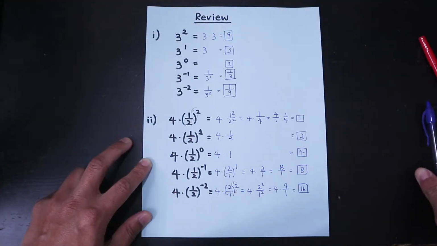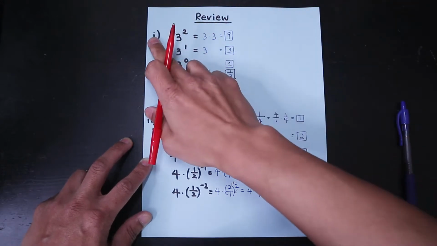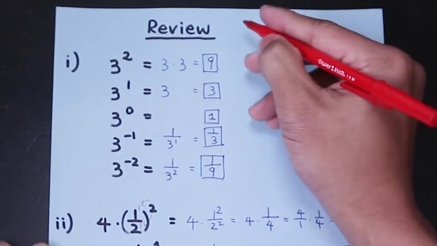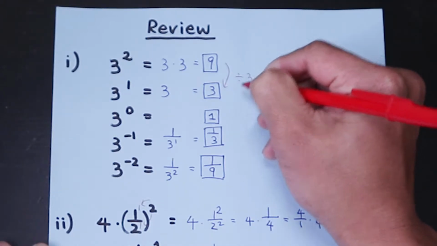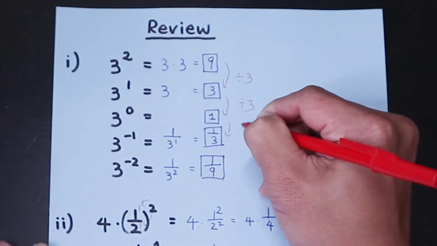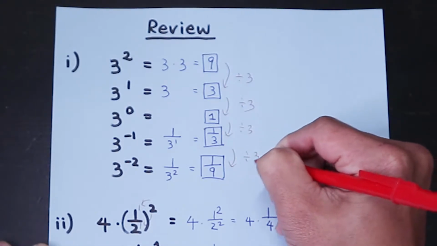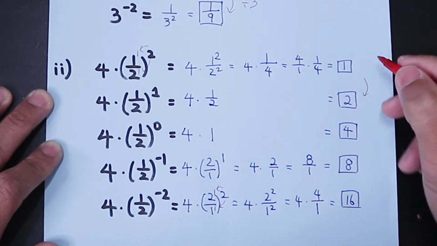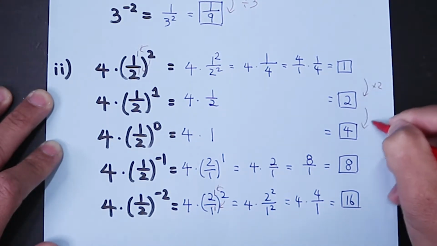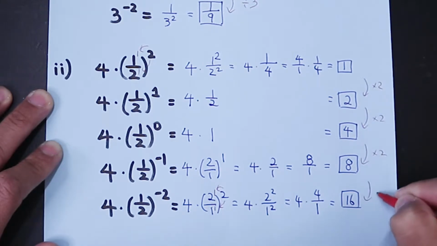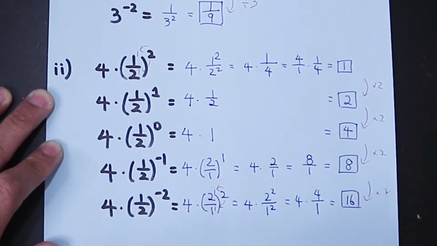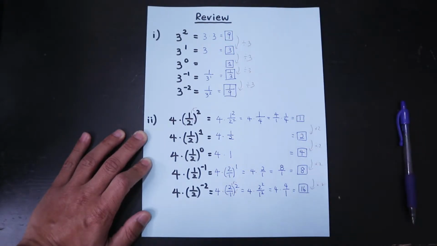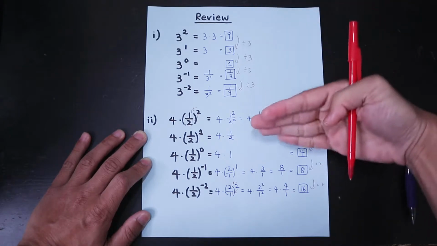Now notice that there's a pattern for these sets of problems. If you look at set of problems number 1, you notice that from one answer to the next answer, it's divided by 3, right? And of course, from bottom to top it is multiplied by 3. Likewise, for the next set of problems, you notice that from one answer to another, from top to bottom, it's multiplied by 2. And if you go from bottom to top, it's divided by 2. So there seems to be a pattern involving division or multiplication, depending on which direction you wish to go, top to bottom or bottom to top.